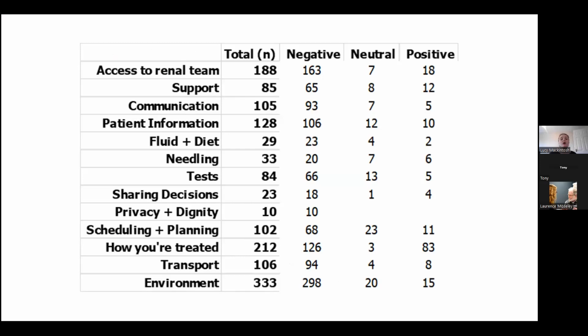And you can pull out by scanning how positive or negative they are. So access to the renal team was hugely negative, with 163 comments versus 18 positive comments. Privacy and dignity was solely negative. So here we can not just tell centres what aspects of care they need to focus on improving, such as environment, we can also tell them why it needs improving, in terms of whether it was negative or positive. So you're able to congratulate based on what's been positive and also look at what needs improving with the negative.